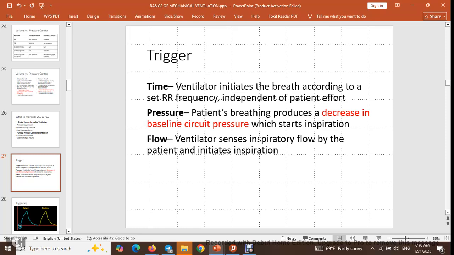The other one is pressure trigger. The patient's breathing produces a decrease in baseline circuit pressure, which starts inspiration. So a negative inspiratory pressure, that means -3 or -2 or -1 centimeter of water, can help the patient to sense the mechanical ventilator to start breathing, because this is pressure trigger. The other one is flow trigger. The ventilator senses inspiratory flow by the patient and initiates inspiration.